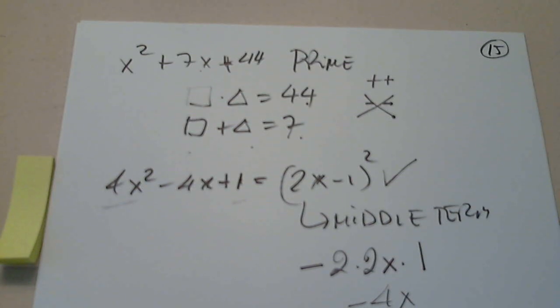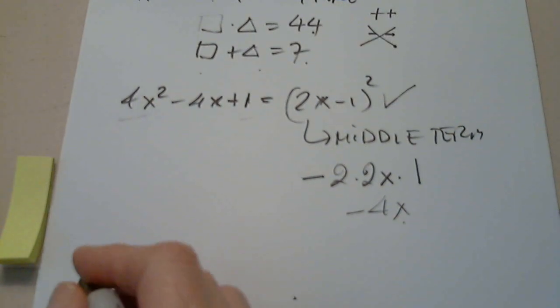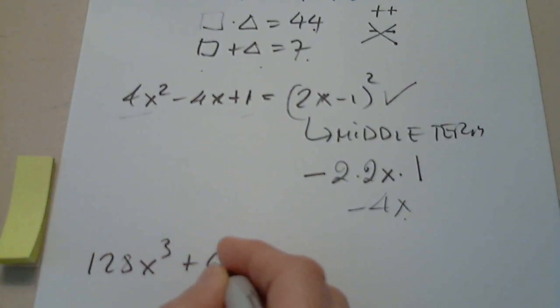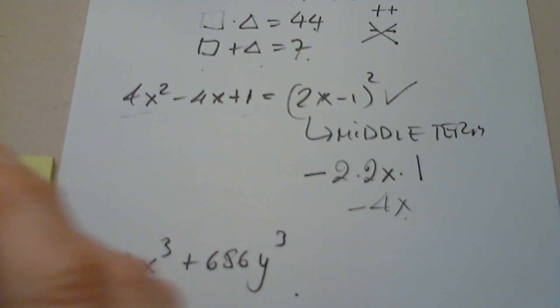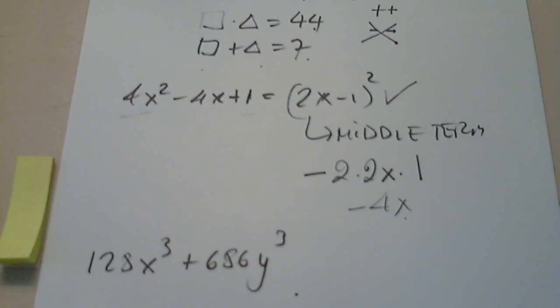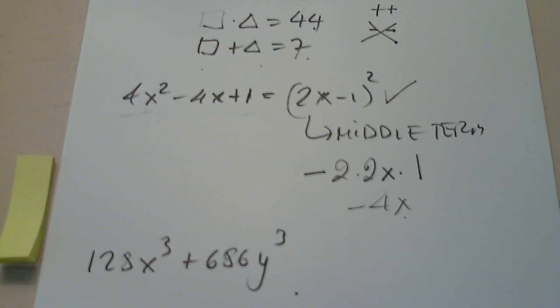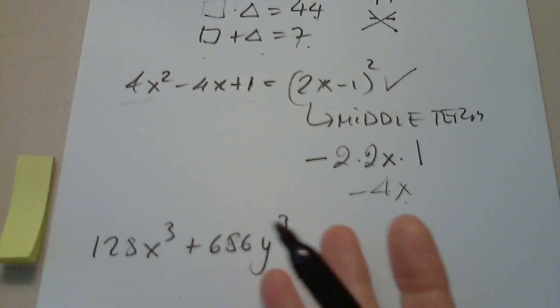Okay, this is the sum of cubes. So this is an important type of problem. So 128x cubed plus 686y cubed. I replaced the variables with x and y. Okay. So this can only be a sum of cubes.